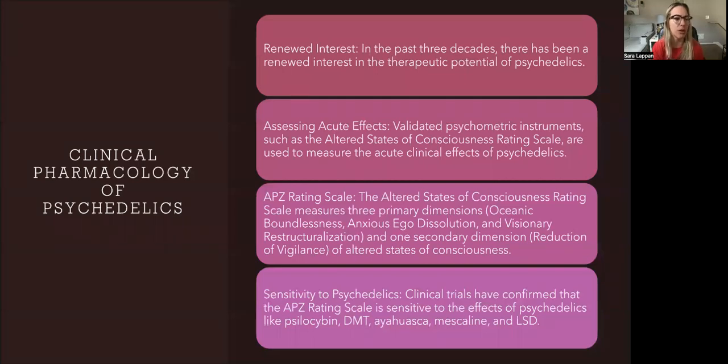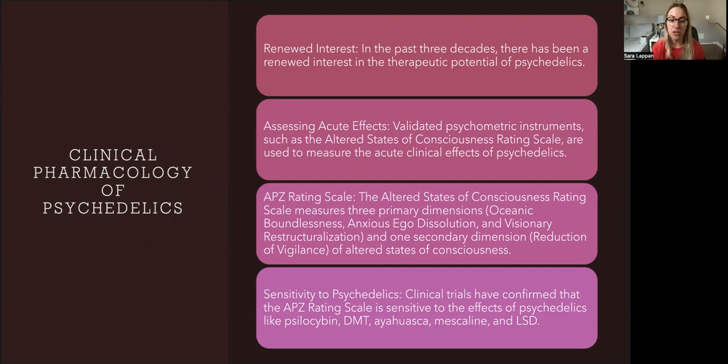Okay, so some clinical pharmacology of psychedelics. As we know, there is a current renewed interest in the last three decades, particularly of the therapeutic potential of psychedelics. So we have multiple measurements that have been developed that probably need some adaptation, for assessing the acute effects of psychedelics.